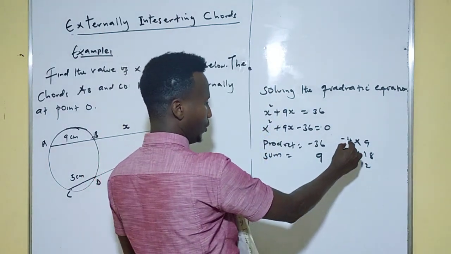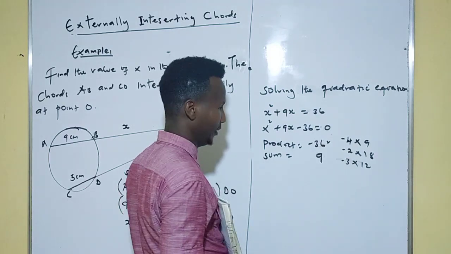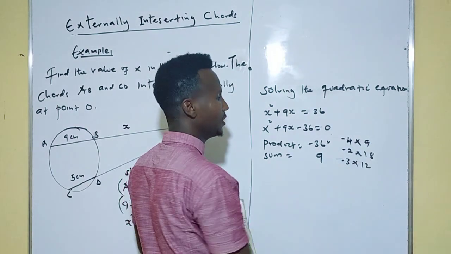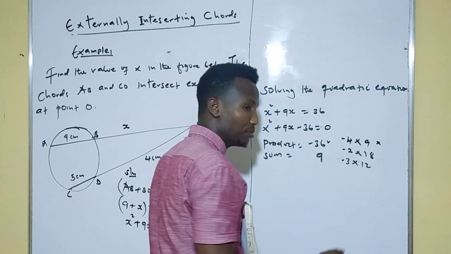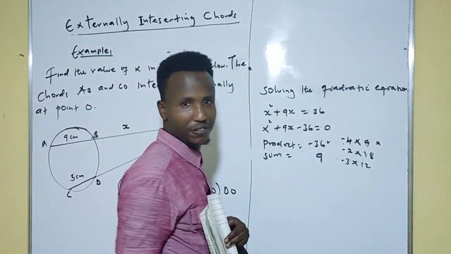Now, negative 4 times positive 9, that's negative, that's 6, right? That's right. But when you go to the sum side, negative 4 plus 9 is positive 5. So this one you cannot take it, because on the sum side it's not correct. Negative 4 plus 9 is positive 5.